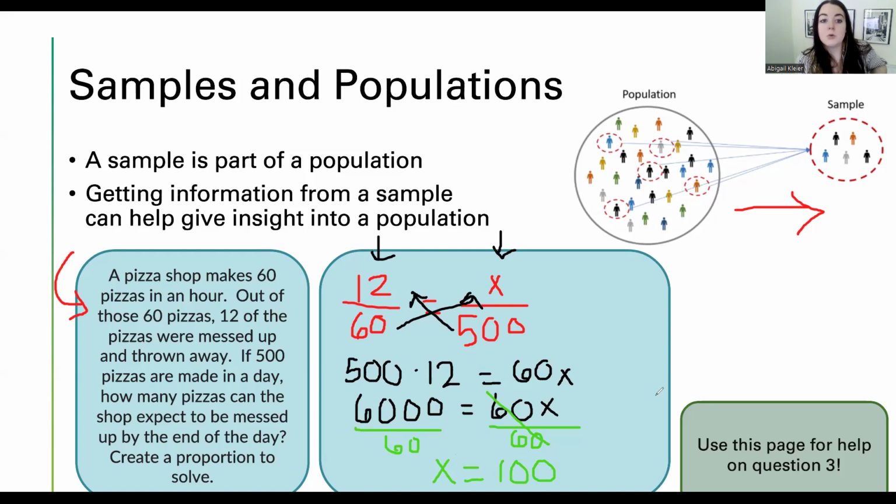So again, using populations and samples, they're not always exact and it's not always perfect. However, we can use the information to gain insight about what could happen in a population. So setting up a proportion and reading a word problem like this is particularly helpful for question number 3 on your unit test. So if you're struggling with question number 3, you can review this page again.